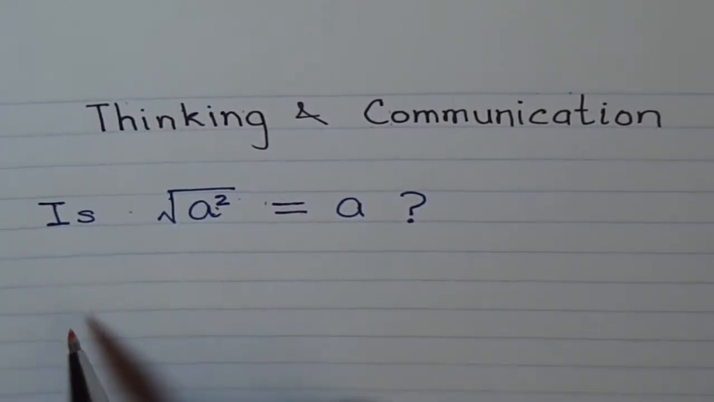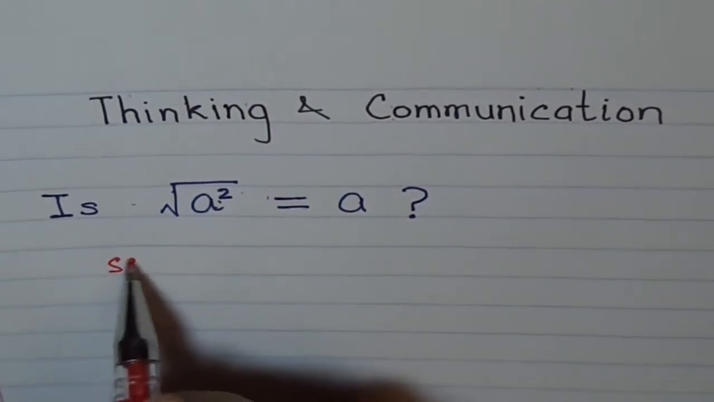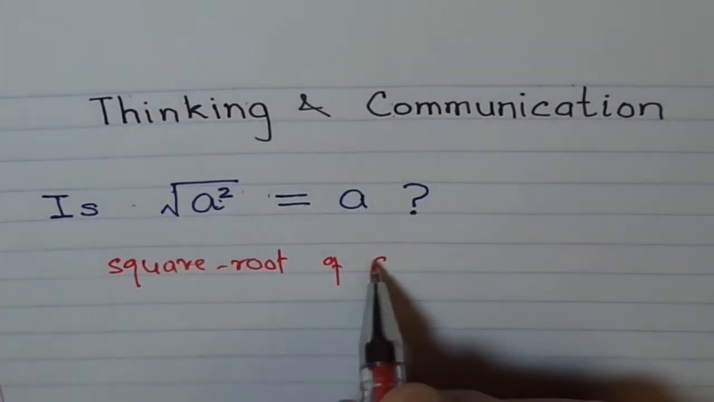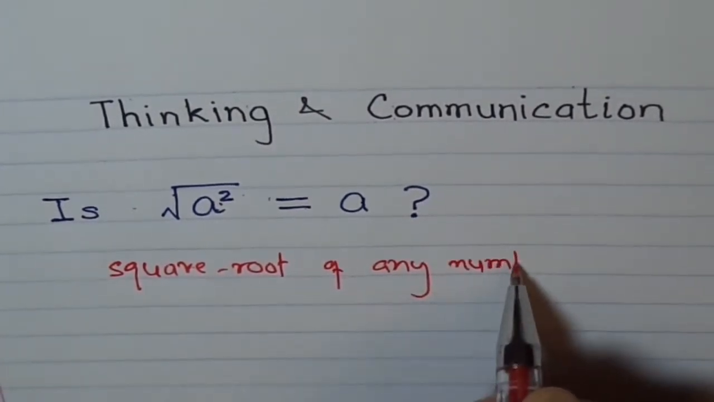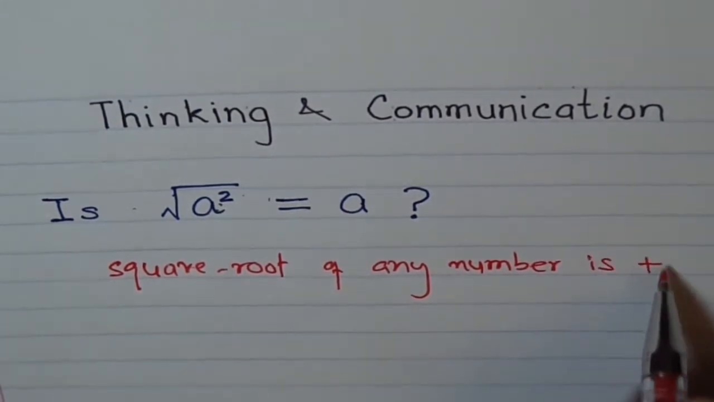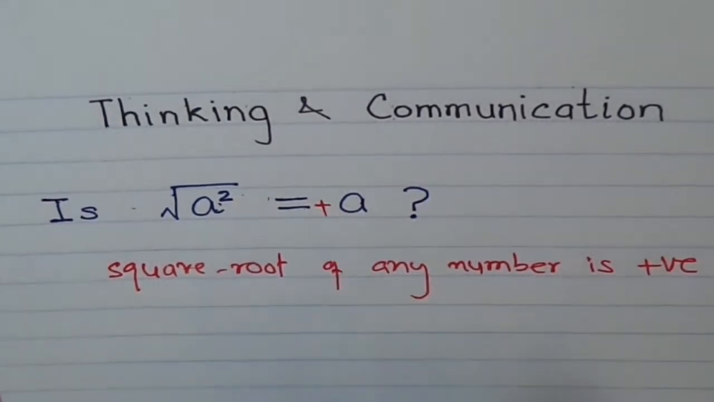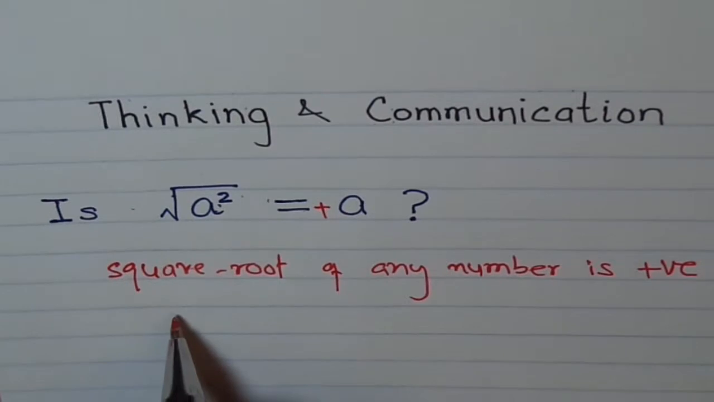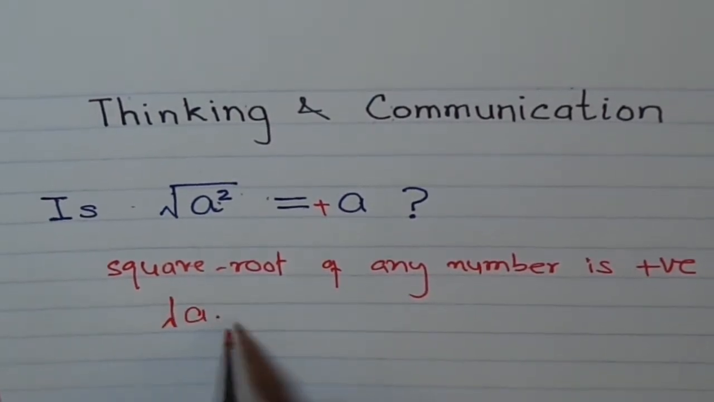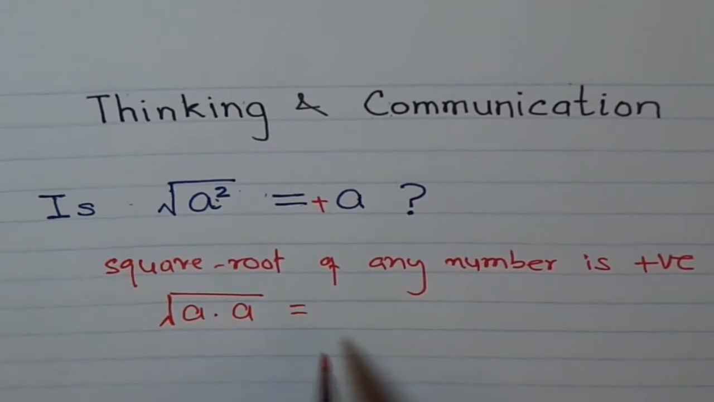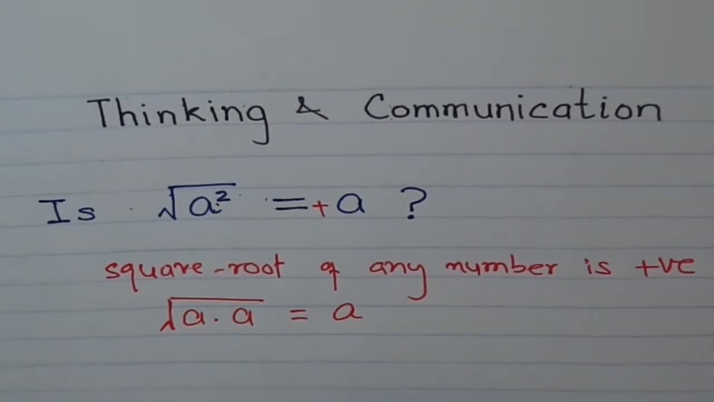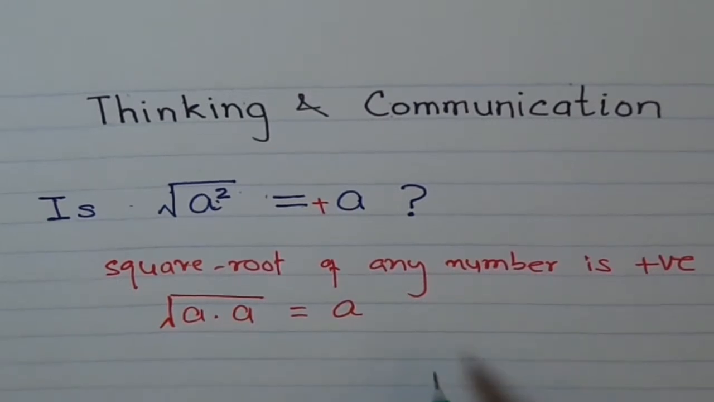When we think, you can think like this: the square root of any number is positive. So positive is okay. Perfect. Now the second thing is, you can think that this could be the square root of a times a, and so you get a as an output. It looks fine.